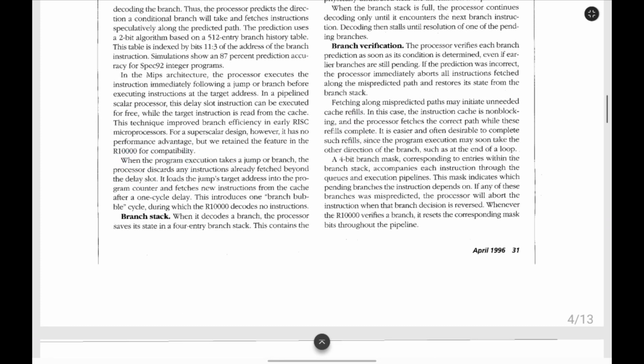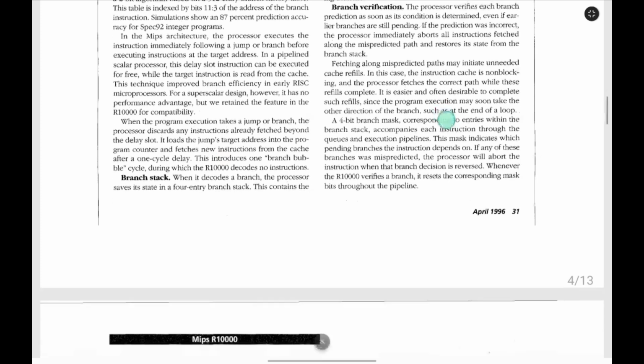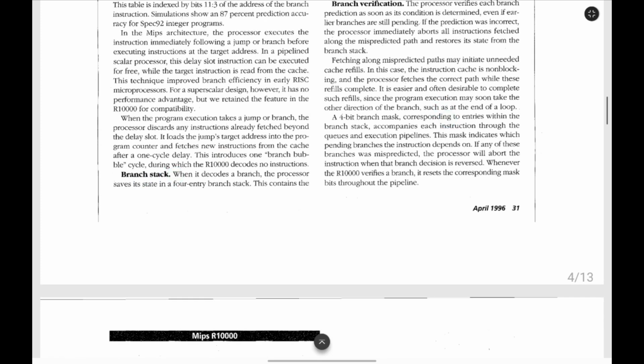When the program executes a taken jump or branch, the processor discards any instructions already fetched beyond the delay slot. It loads the jump's target address into the program counter and fetches new instructions from the cache after one cycle delay. This introduces a branch bubble cycle, during which the R10000 decodes no instructions.